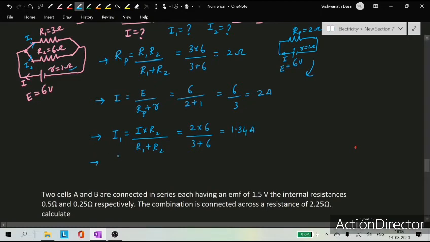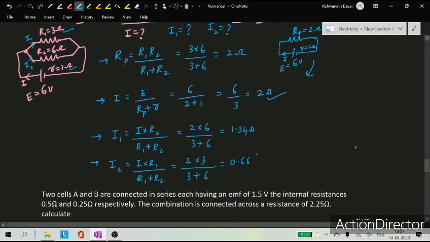And once after getting I1, you need to calculate I2 by using the formula main current into resistance of other branch. Other branch is here R1, right? So R1 divided by R1 plus R2. So that is equal to, I is 2, main current, we already got it here, and resistance of other branch is here 3 divided by 3 plus 6, same. So the value you are going to get, the I2 value is 0.66.